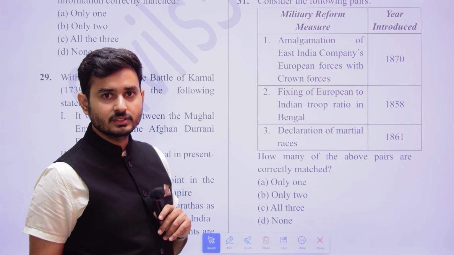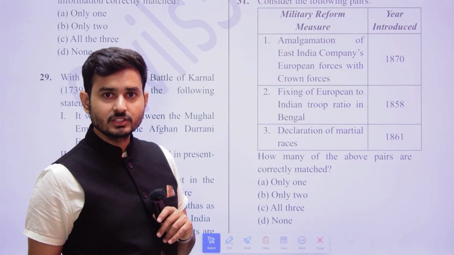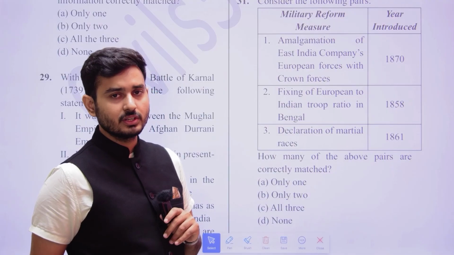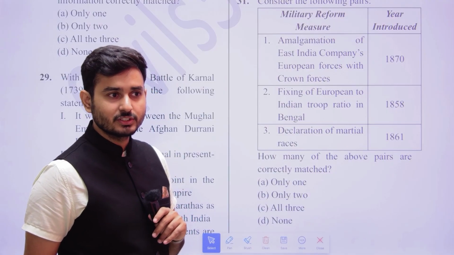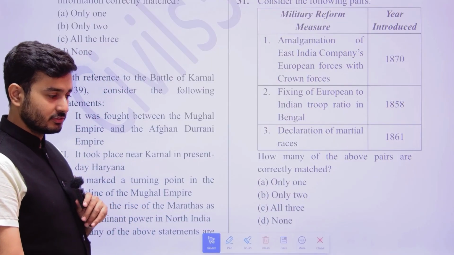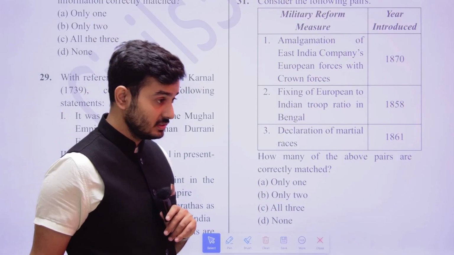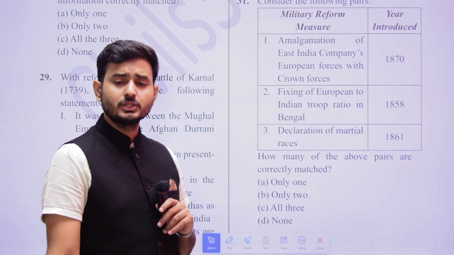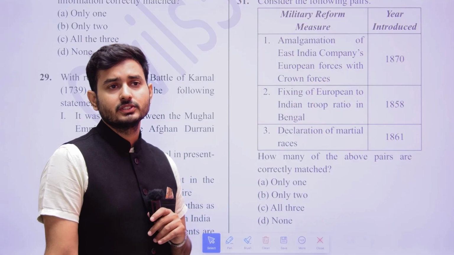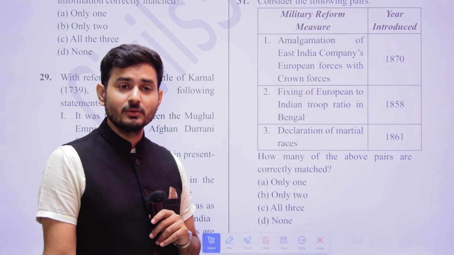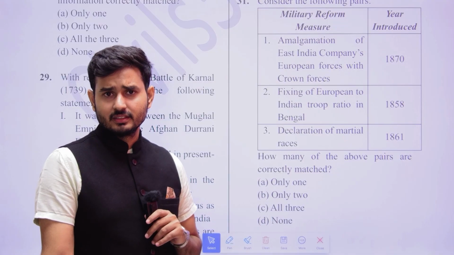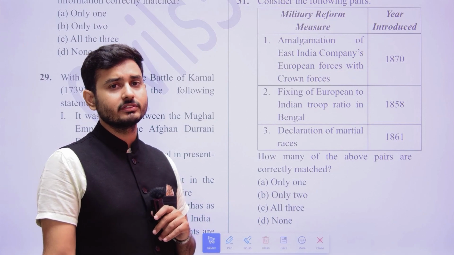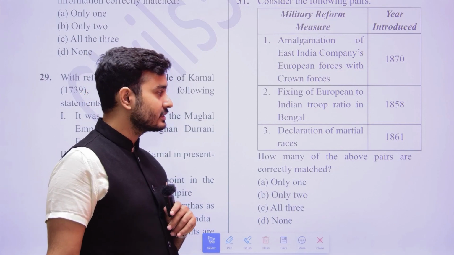Declaration of martial races: was it officially mentioned that you are a martial race, you are a non-martial race? Obviously not, because if the British government had officially declared that these are martial races and these are non-martial races, then it would have been an issue, right? But the Britishers did not. They tried to instill it indirectly. They did not officially tell it, so there was no declaration officially. So the third statement is also correct.